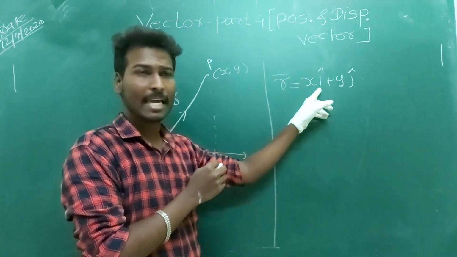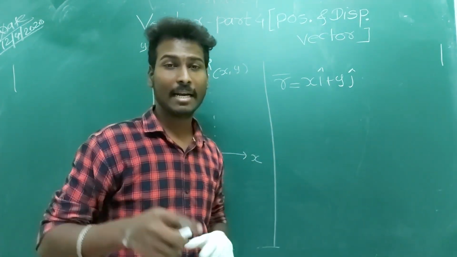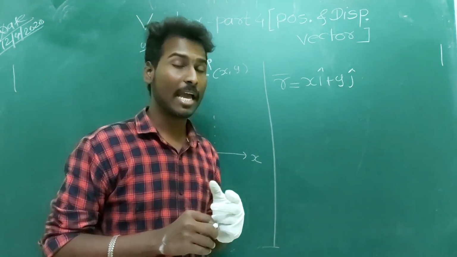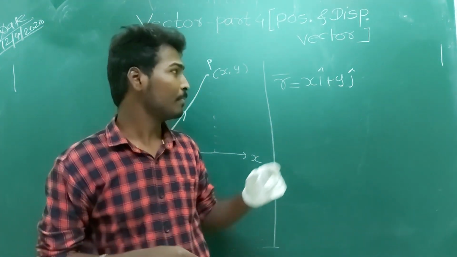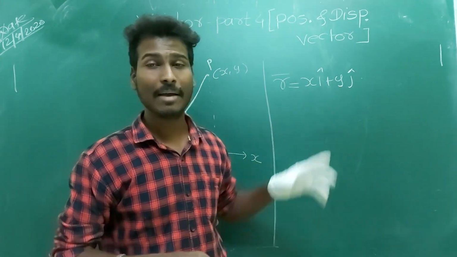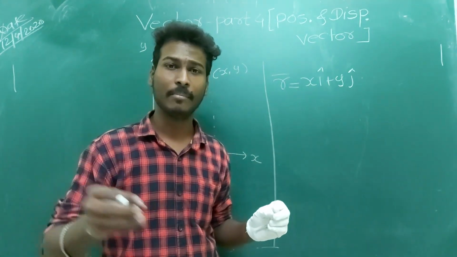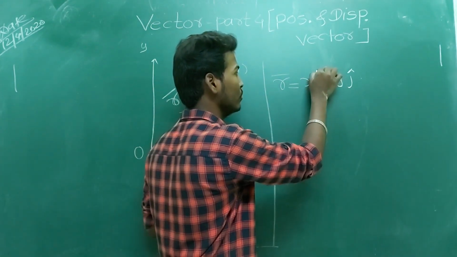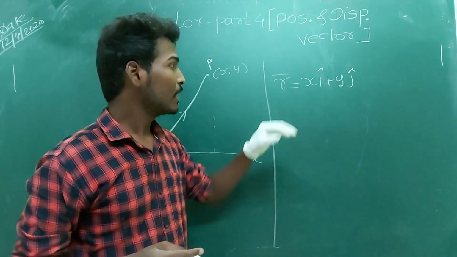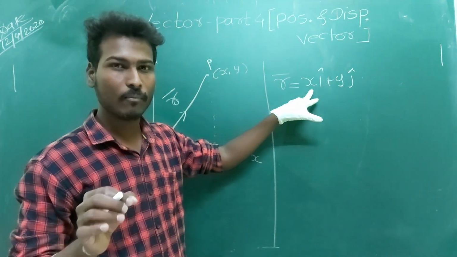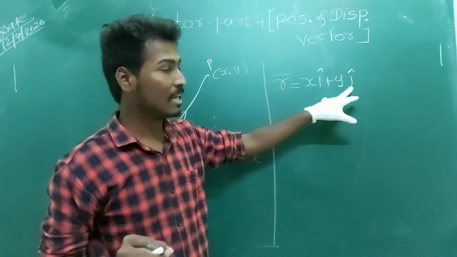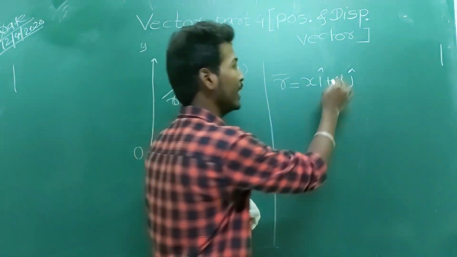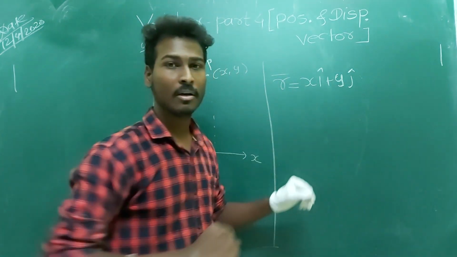So why do we take i cap or j cap? For that, go and watch my types of vector lecture. In that I have told you the significance of unit vectors. i cap and j cap are unit vectors. i cap, j cap, k cap, all are unit vectors. i cap, which is a unit vector, will tell you the direction of the object or point along the x axis. Similarly, j cap will tell you the direction of your point which is moving along the y axis.